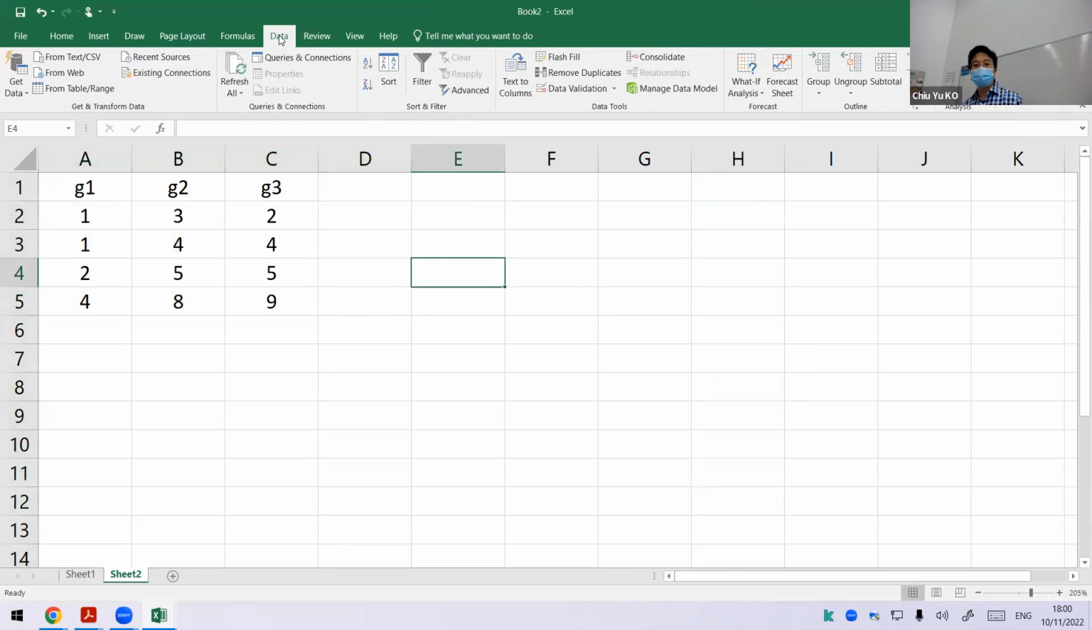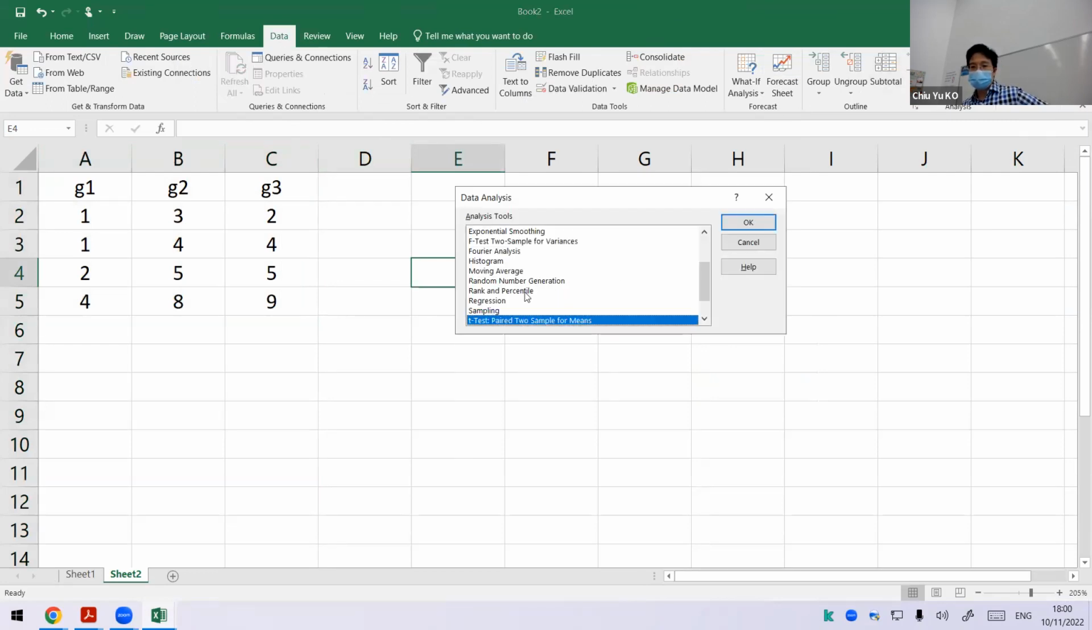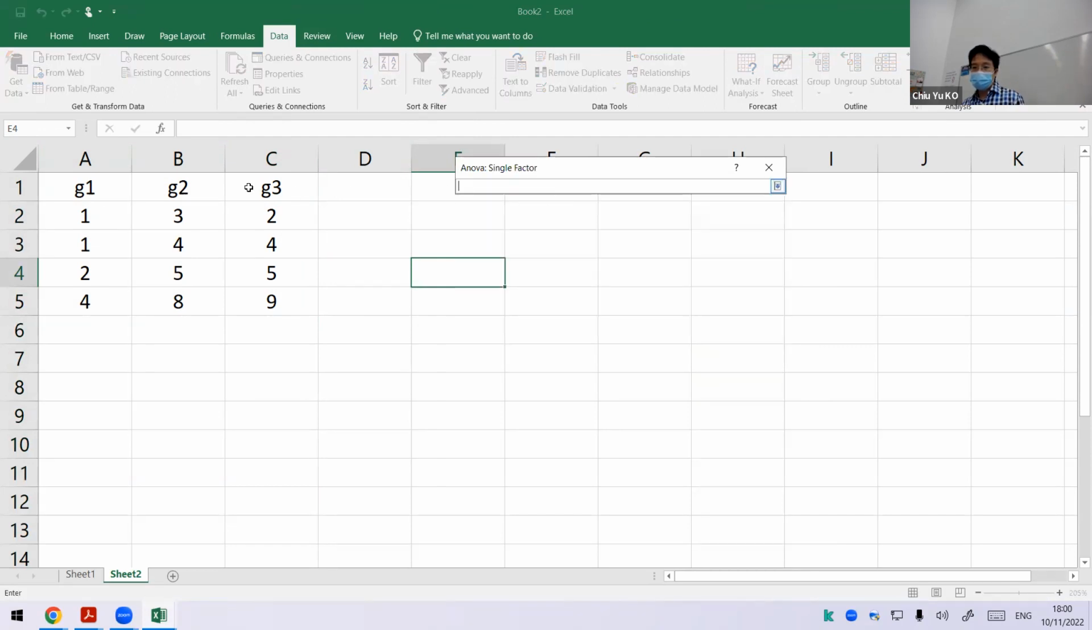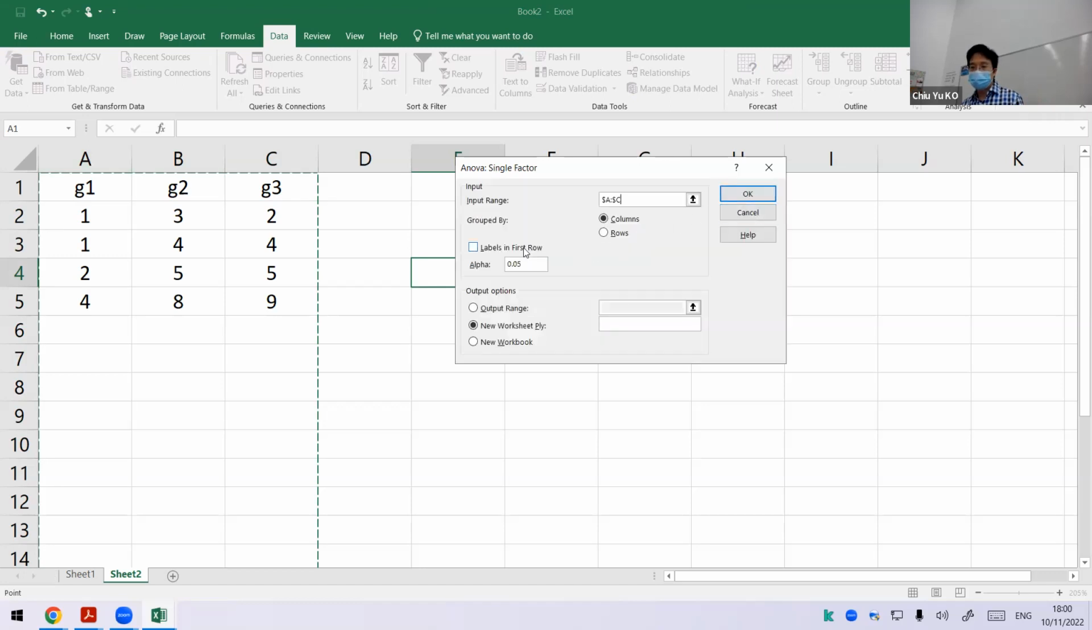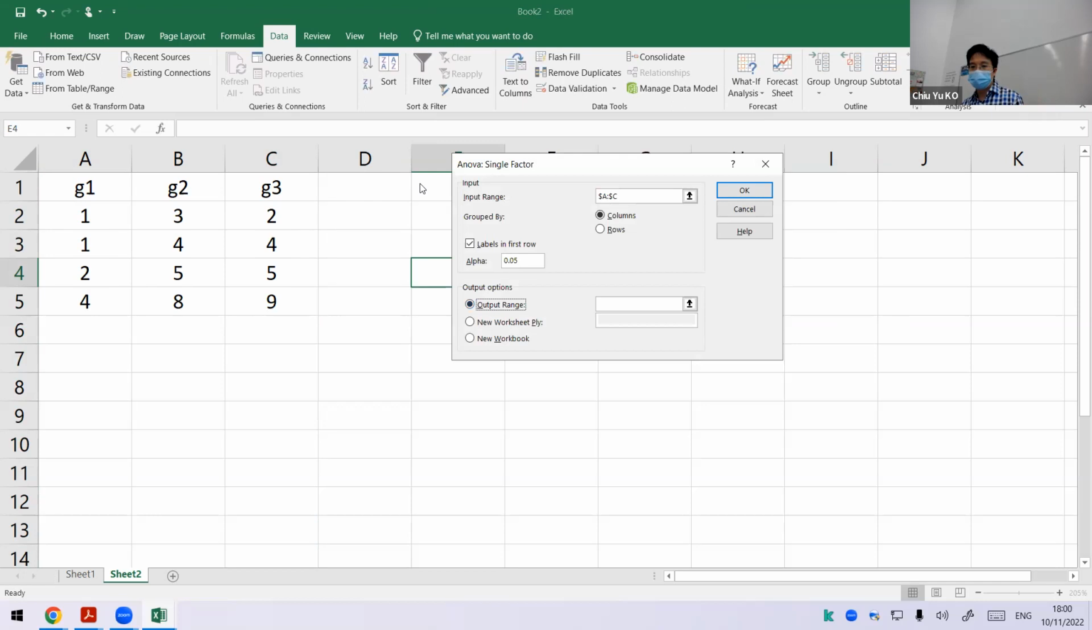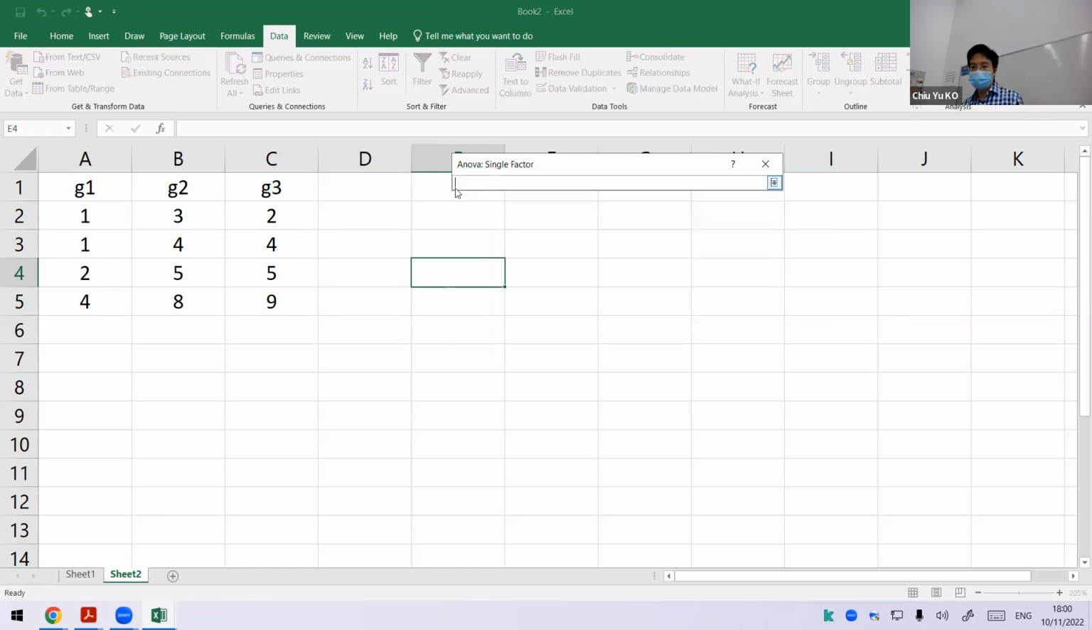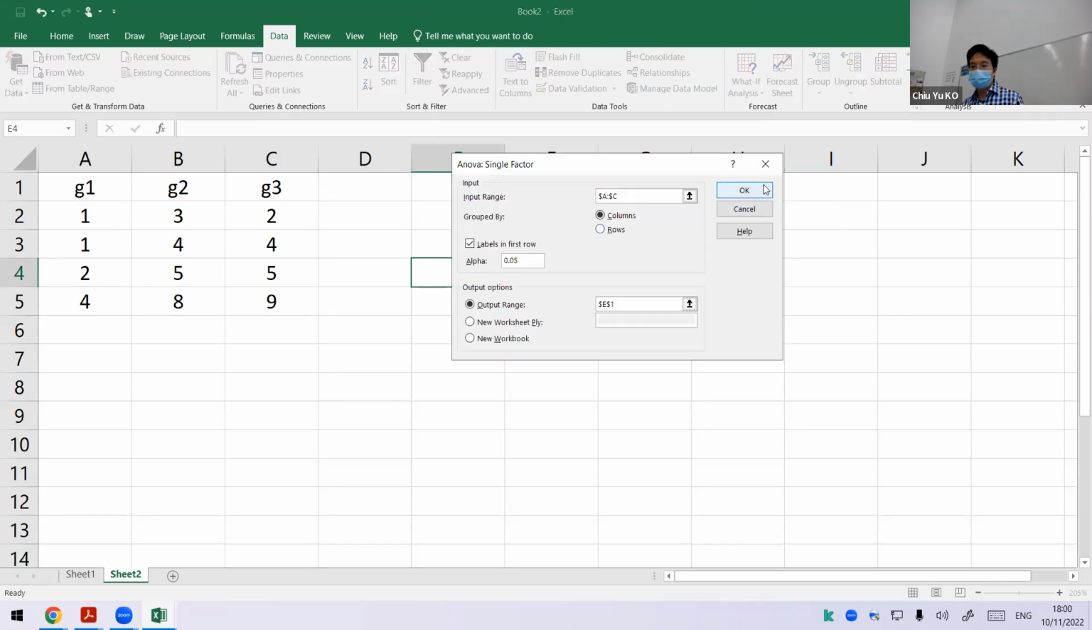Go to Data and Data Analysis. And you can see here we have ANOVA: Single Factor, the first one in the data analysis. You just tell it what the input is, columns A, B, C, and label in the first row, and tell it the output location. Then we're done. Calculator, no.